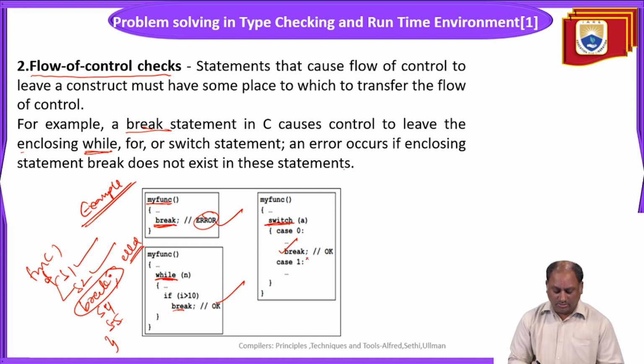Suppose if enclosing within the function, we can use this switch statement. Within the function, we can use for loop, while loop, and we can implement the break. But inside the function, we cannot use. So this is the why?